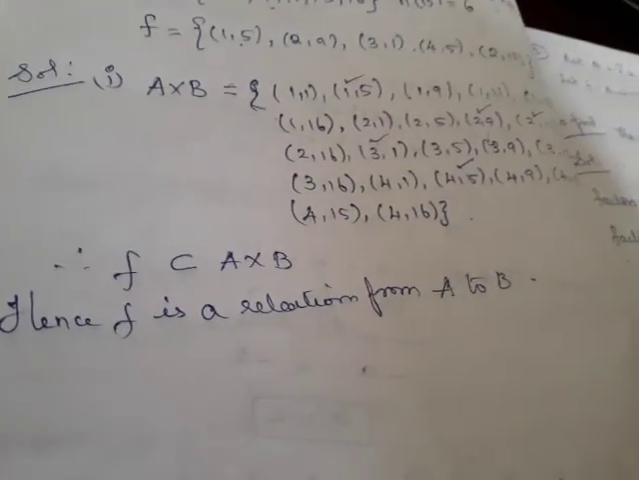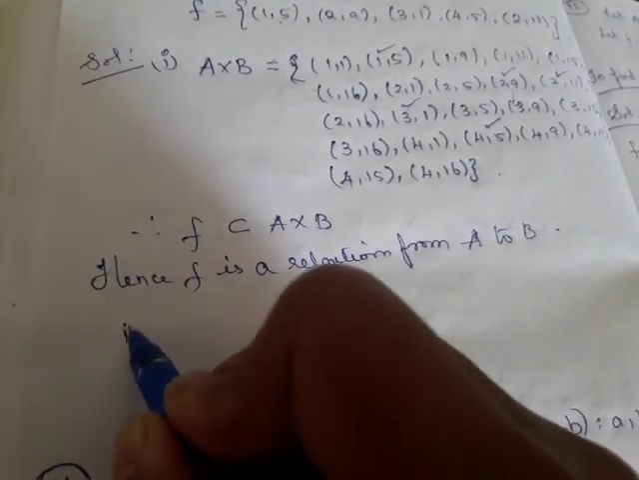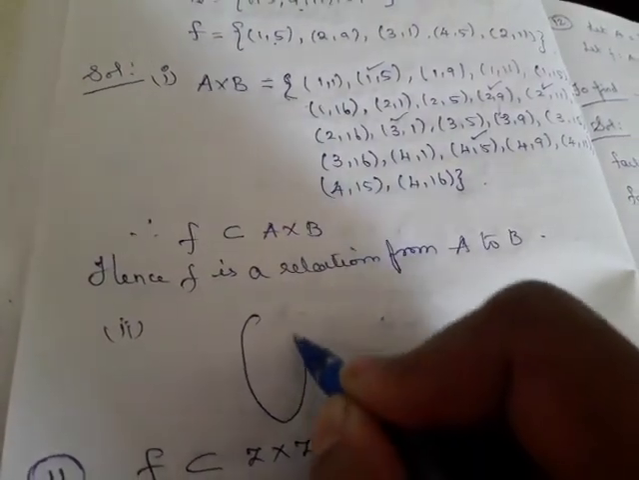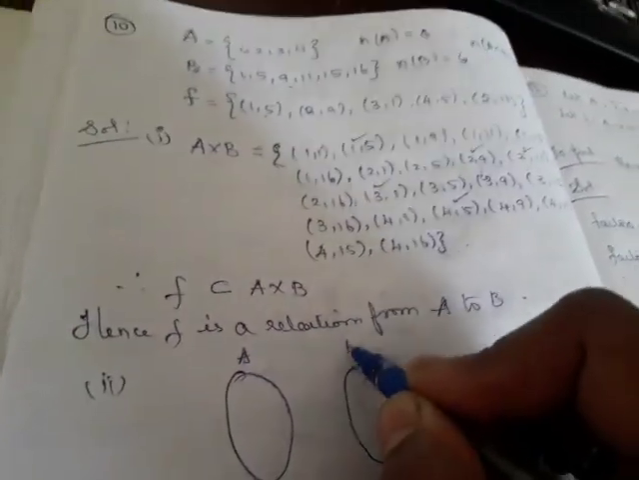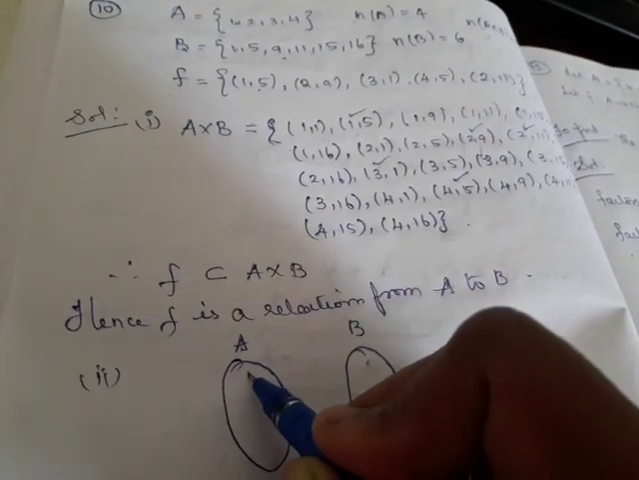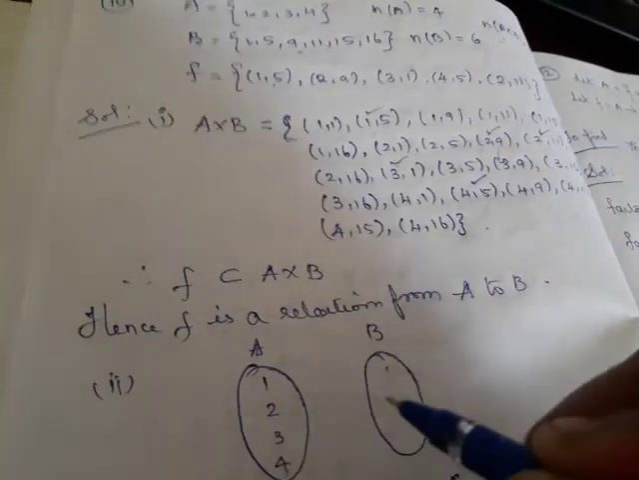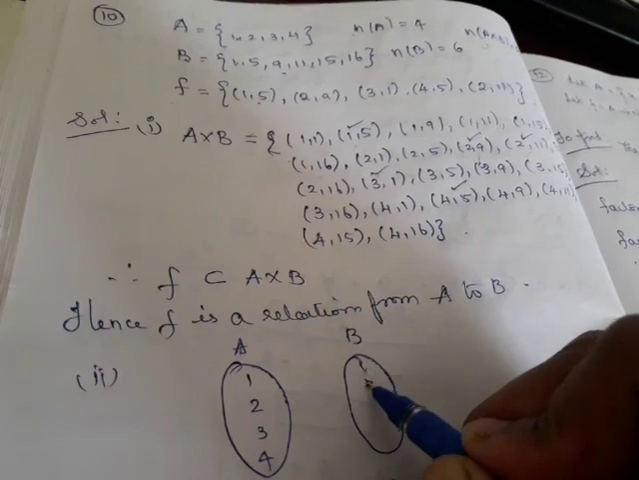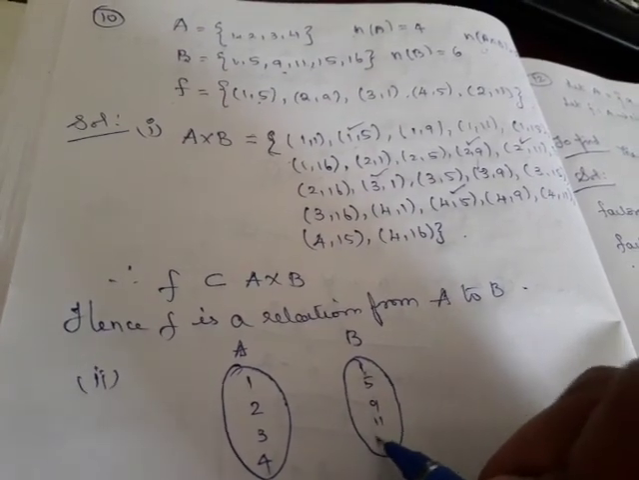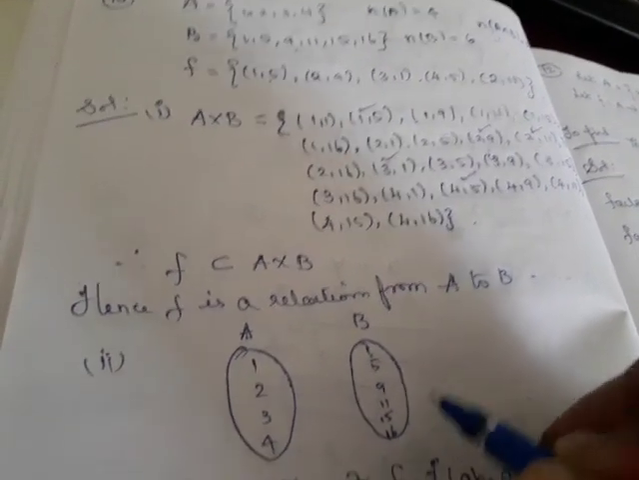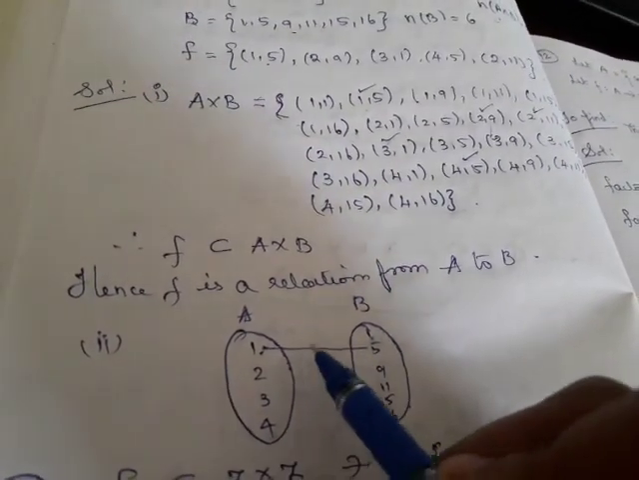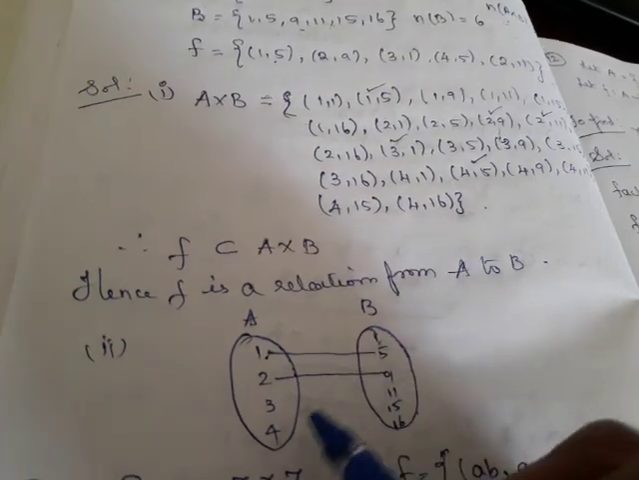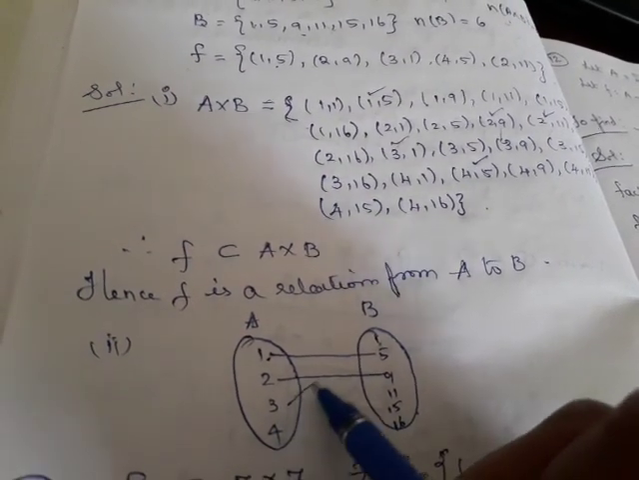Your next question is to check whether it is a function or not. That we can justify by using an arrow diagram. Draw an arrow diagram. Now this is your A and this is your B. What are the elements here? 1, 2, 3, 4, and here 1, 5, 9, 11, 15, 16. Right? Now (1, 5): so 1 is mapped to 5. 2 is mapped to 9. 3 is mapped to 1 again.